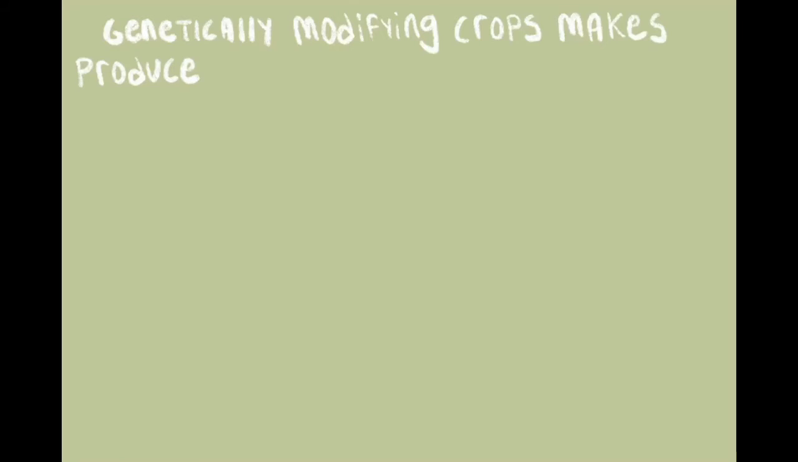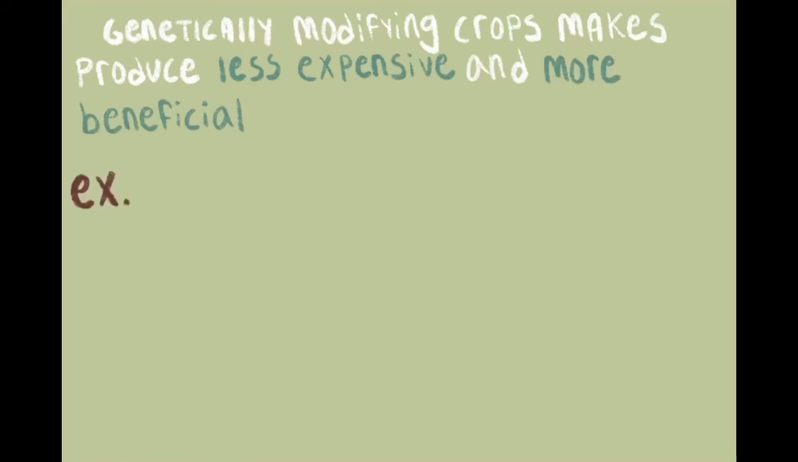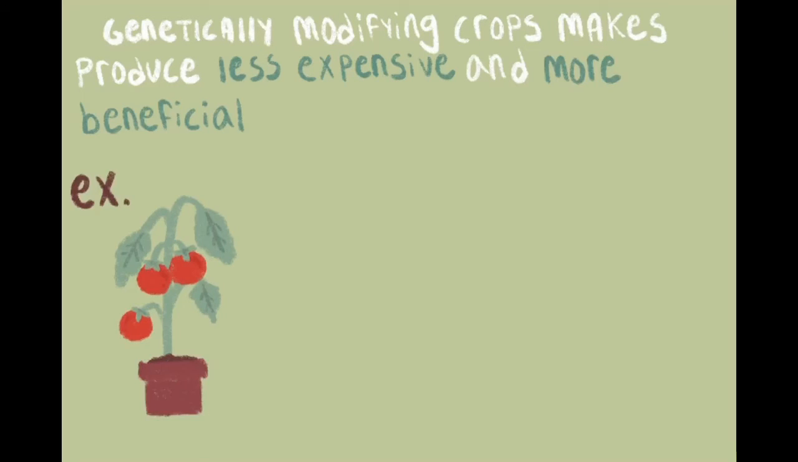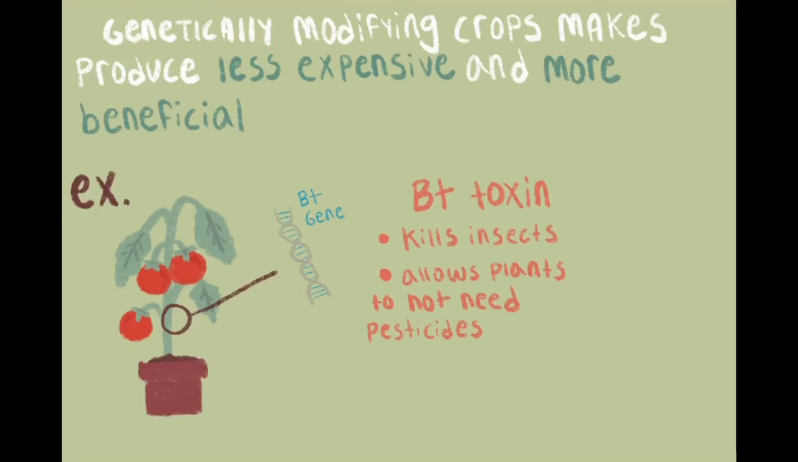Genetic engineering also affects the produce we buy from the store. Genetically modifying crops makes produce less expensive and more beneficial. For example, a common practice is adding a protein called Bt toxin to plants. This is beneficial because it kills insects, and plants don't need pesticides because of the protein.